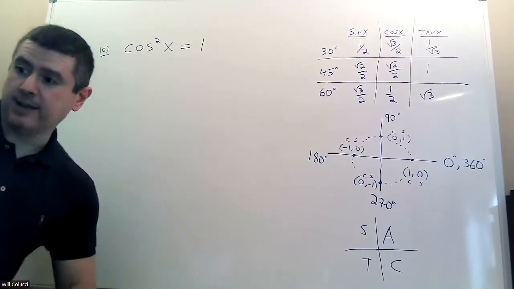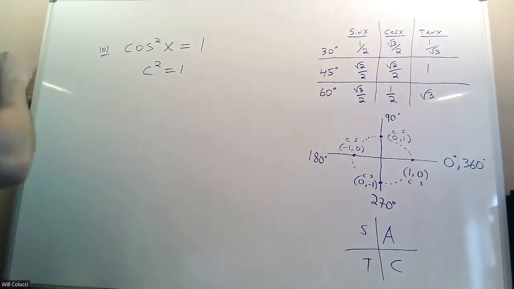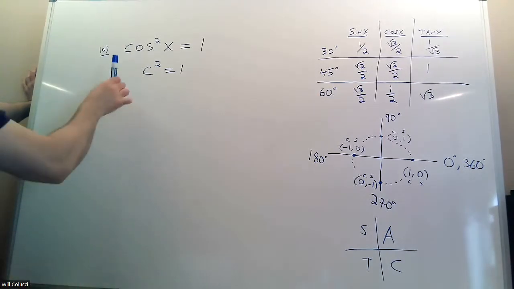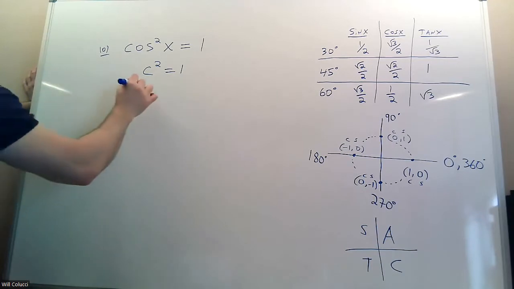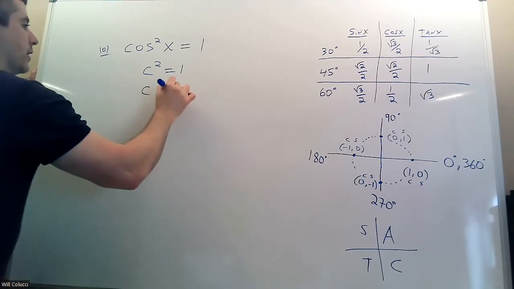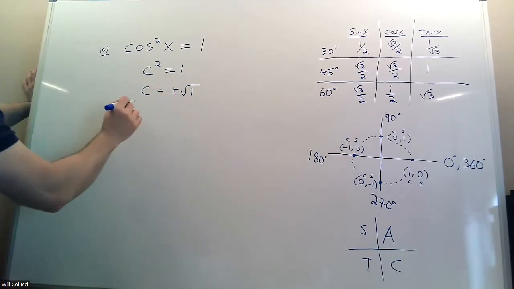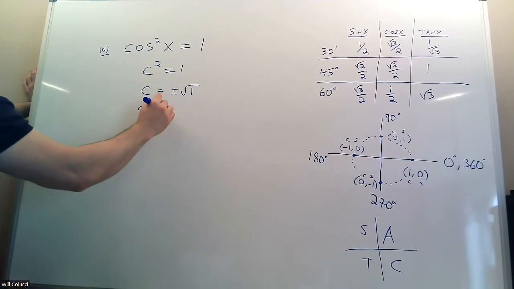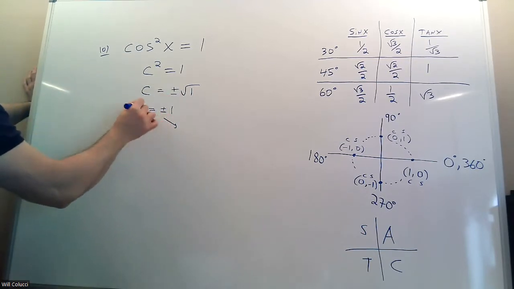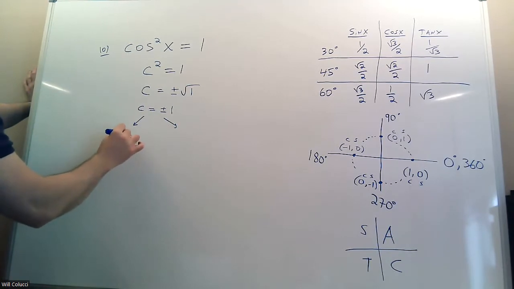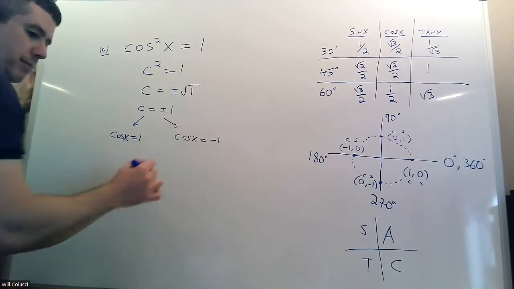Okay, I jumped to 10. I didn't get that far. It doesn't matter, because you need to be able to know what to do when you see this. I have cosine squared equals 1. So you have to take the square root of both sides, but don't forget your plus minus. Very important. Always make sure to include the plus minus when you take a square root. So you get cosine is plus or minus the square root of 1, which is 1. That gives you that the cosine of x can be 1, or the cosine of x can be minus 1.